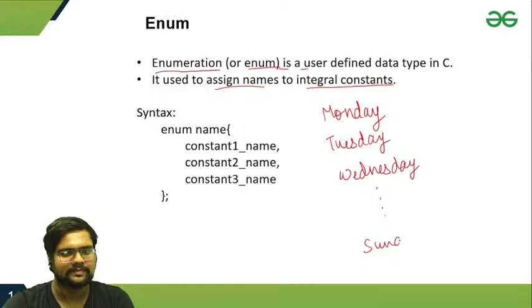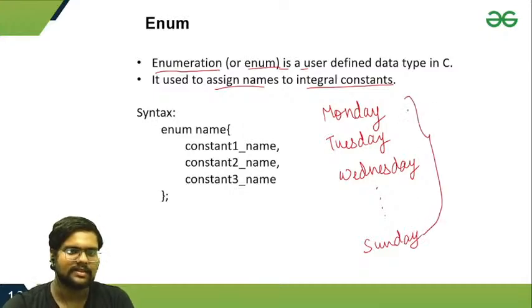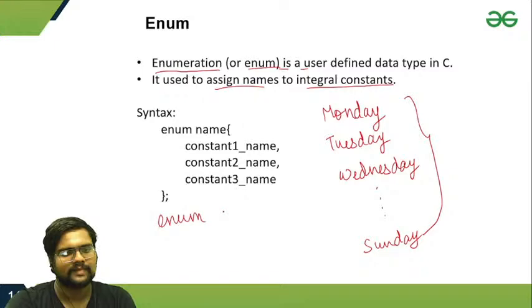I want to define them as a group of constants, so I will write an enum. In that enum I will define all of these. So the first constant name is Monday.